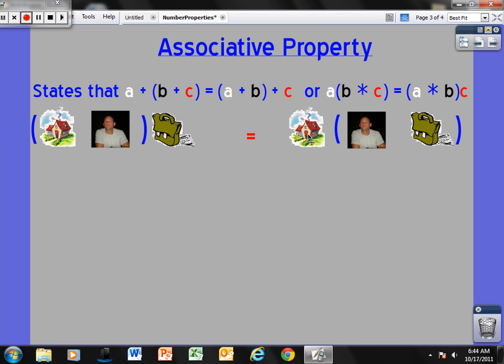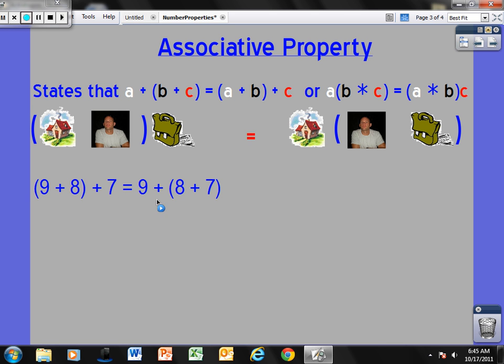I still associate with people at home, but when I get to work, my associations change a little bit. And when I get home, my associations change a bit. So if we look at some of these in an example form: 9 plus 8 plus 7 equals 9 plus 8 plus 7. Notice the 8 is associating with the 9. It is leaving the 7 alone.